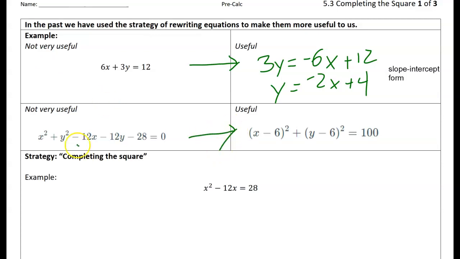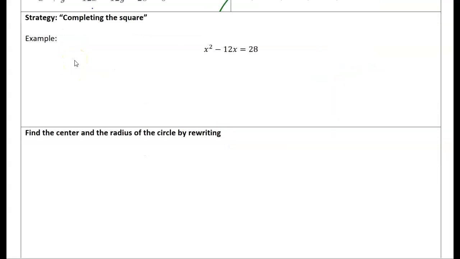In fact, these two equations represent the same circle, and you could double check that if you don't believe me by graphing them both on Desmos, so you get the same thing. So we're going to use a strategy here called completing the square. And completing the square relies on knowing a certain factoring pattern, which you know, but I'll remind you of right now. So an example of this factoring pattern is that if I have x minus 6 squared, well, that's the same as x minus 6 times x minus 6, because that's what squared means.